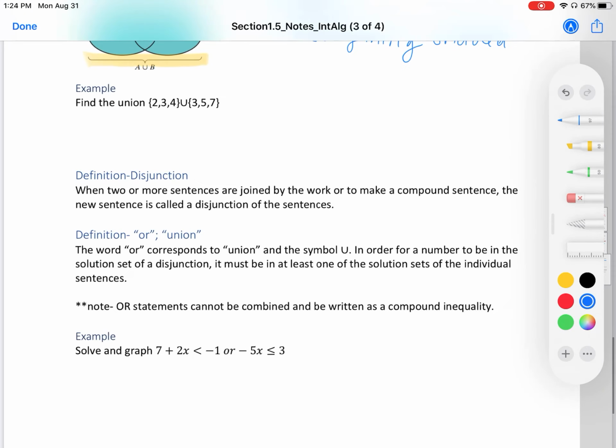All right, let's do an example. Find the union. It's asking for the union, so our answer is those two sets put together. So I have 2, 3, 4, 5, and 7. That is my answer. It's everything, not just what overlaps.